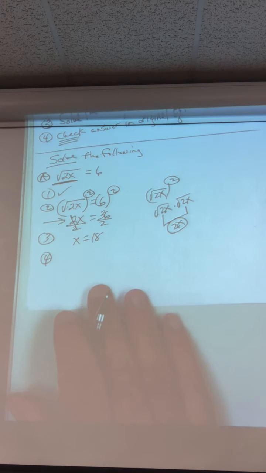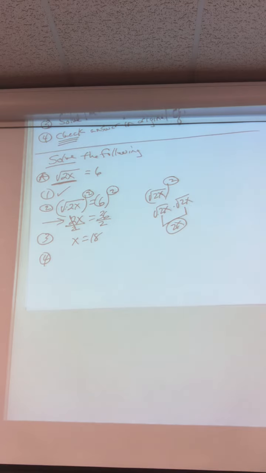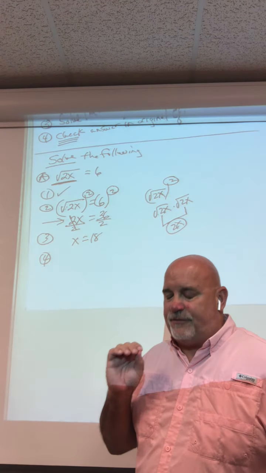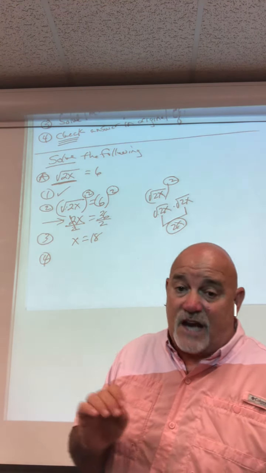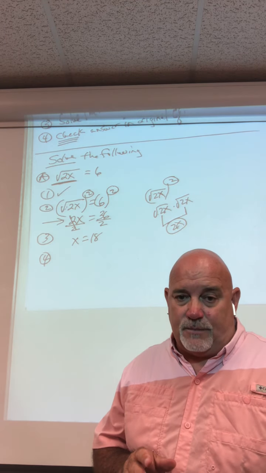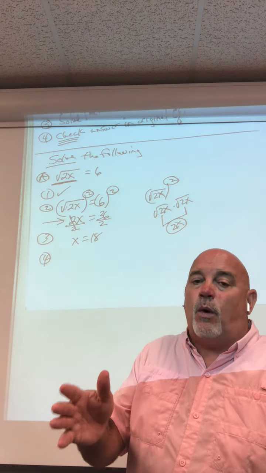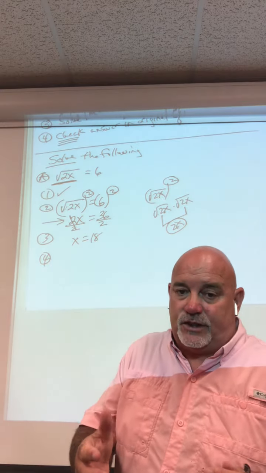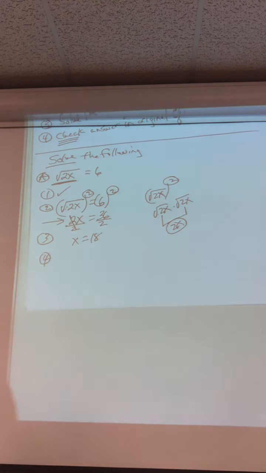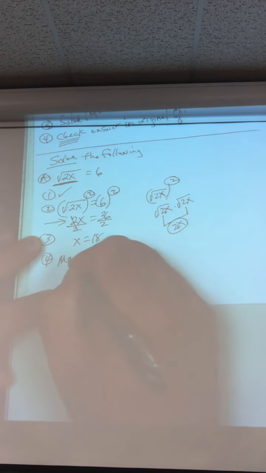Now, step 4. Step 4 is where I want to spin my wheels just a little bit. First of all, if step 4 were not mandatory, there wouldn't be 4 steps. If it was an option, I wouldn't put it up there. Here's what I mean by that. On these radical equations, all radical equations must be checked.